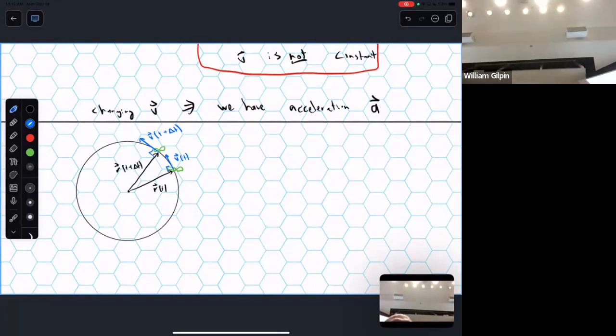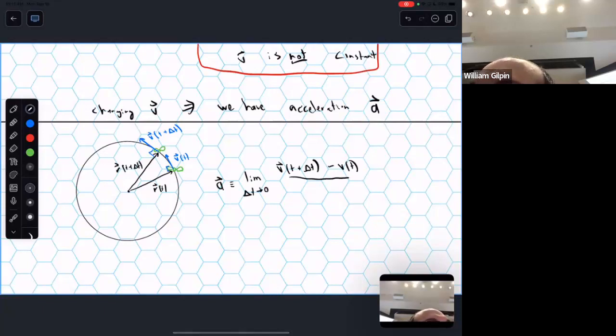Okay, so we can write that out using what we know is the definition of acceleration. Recall that acceleration is a vector, which is defined as the limit as delta t goes to 0 of the velocity at t plus delta t minus the velocity at t, divided by delta t. And this is the same definition we saw in kinematics. So we're starting from the same principles. They just look a little bit different here.